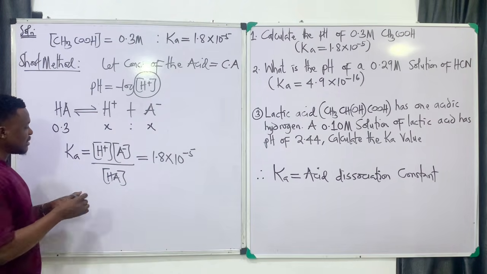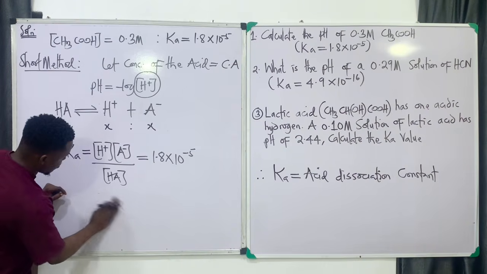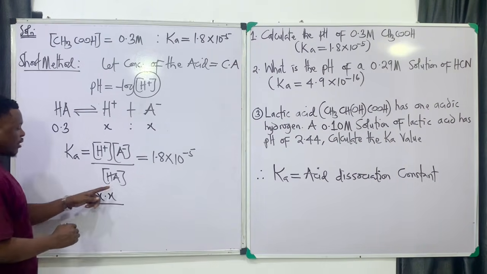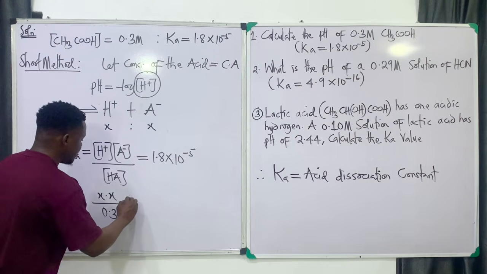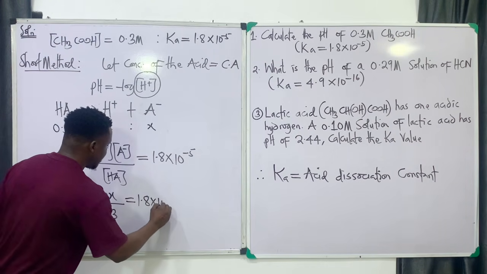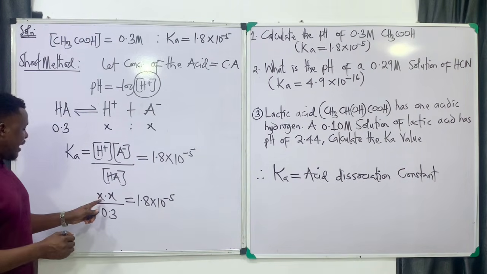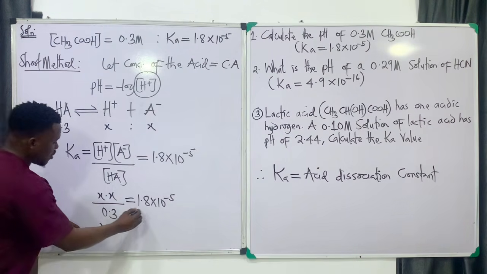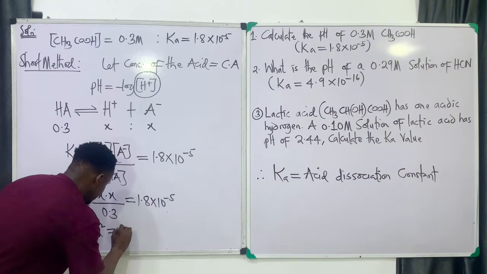Okay, so I'll come here and say anywhere I see this, I'll put X. Anywhere I see this, I'll put X. The concentration of this is 0.3. This is equal to 1.8 times 10 raised to the power of -5. Okay, now X times X is X squared. If you cross multiply, this comes over to this side, so this becomes 0.3.